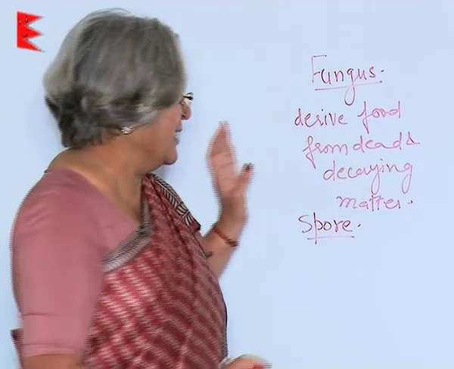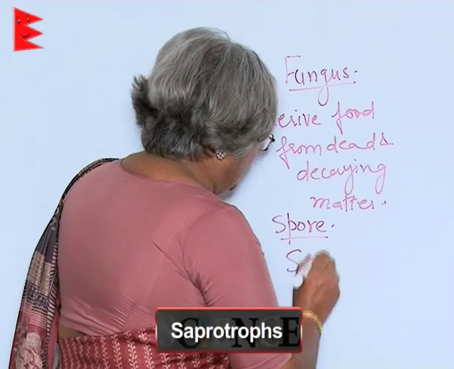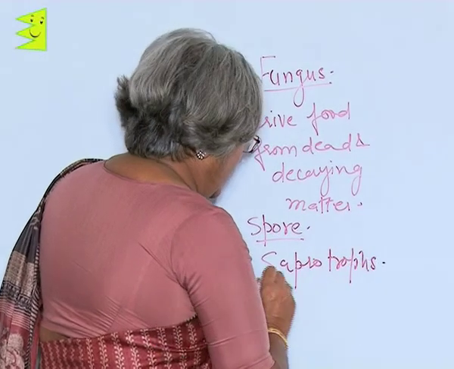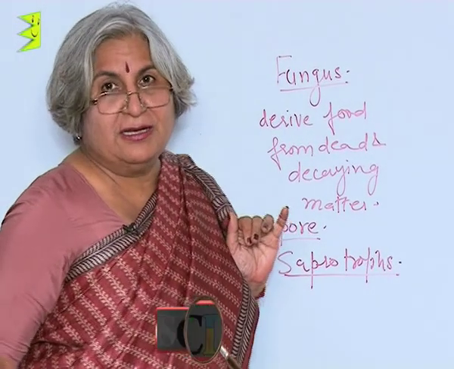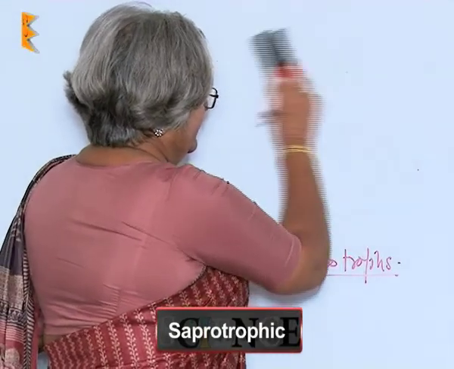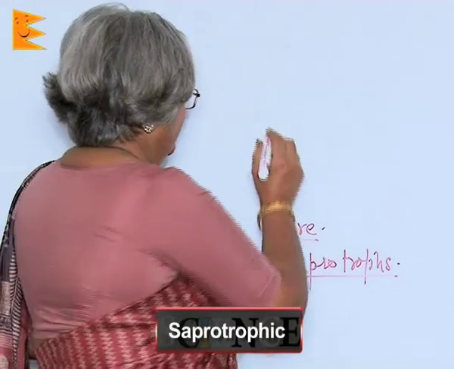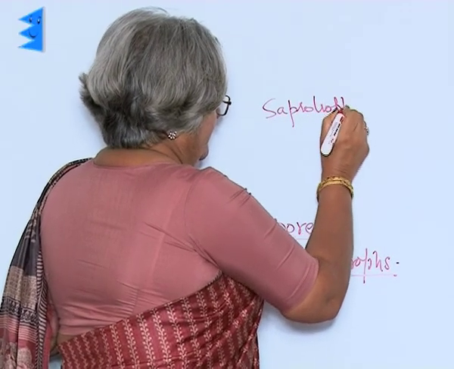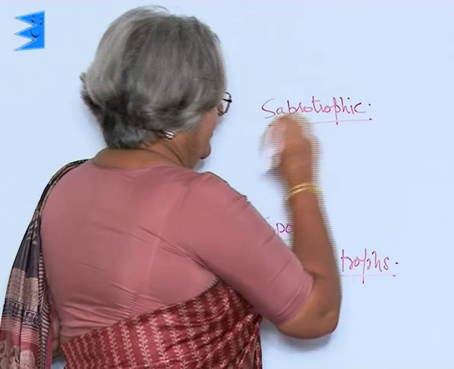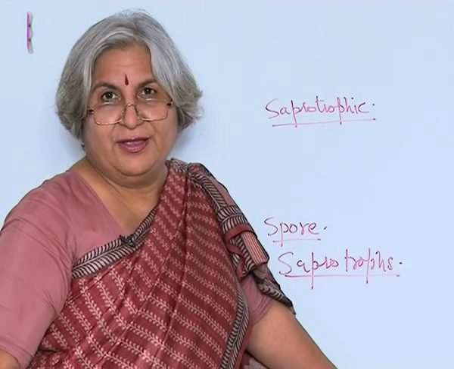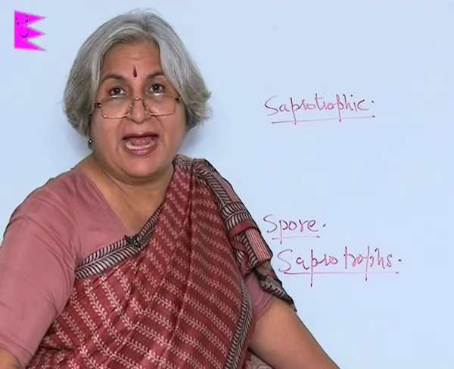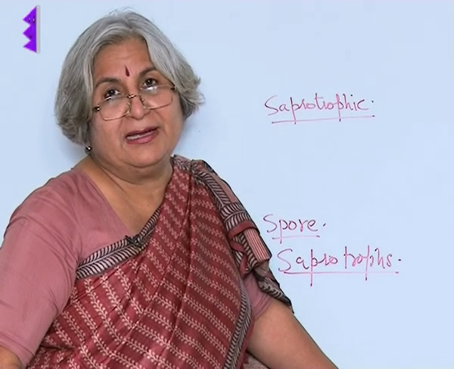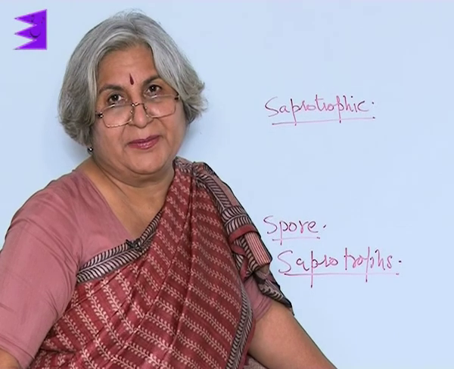These types of plants are called saprotrophs and their nutrition is called saprotrophic. So saprotrophic nutrition is that nutrition in which organisms derive their food from dead and decaying matter.